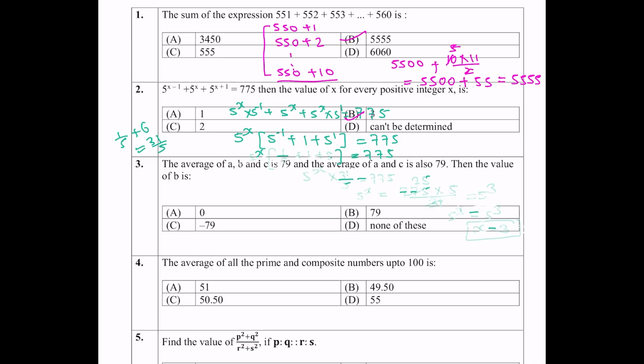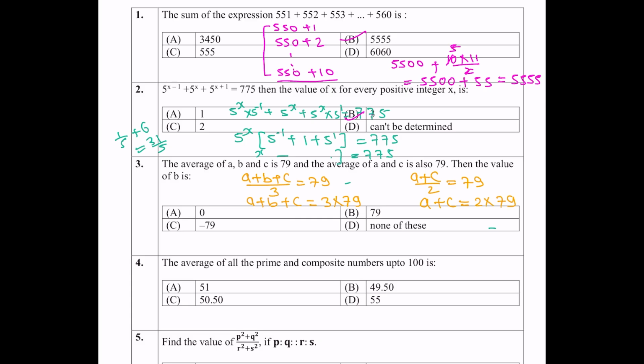Now for the third question, it is given that the average of A, B and C is equal to 79. So we can write A plus B plus C divided by 3 is equal to 79. If we simplify this, A plus B plus C is equal to 3 into 79. Now the average of A and C is given as 79. So we can write A plus C by 2 is equal to 79, so A plus C is equal to 2 into 79.